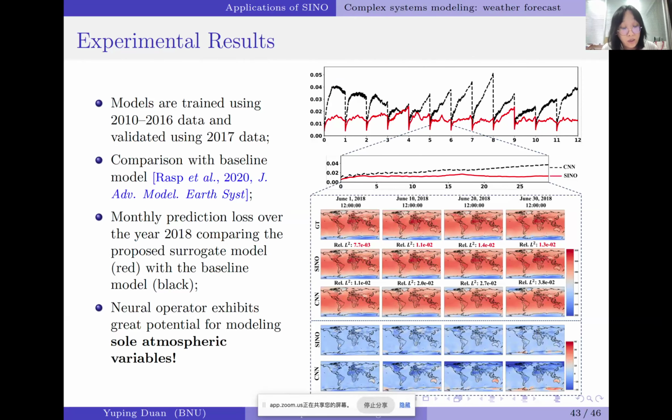Here is the result. We train our model on data from 2010 to 2016, and validate the model using 2017. We then tested it over the year 2018. Here the red curve denotes the SINO, and the black curve is the baseline model. We can see the SINO gives lower and more stable prediction loss, showing good potential for long-term predictions.